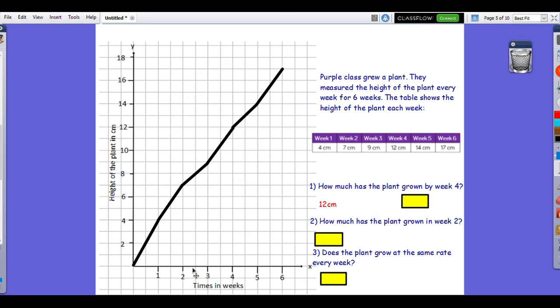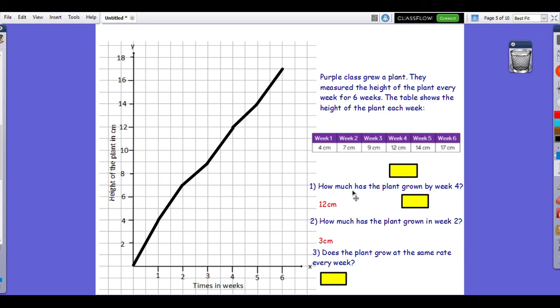Question 2 says, how much has the plant grown in week 2? Well, again, we can look at our graph here to help us, but we can also use our table to find the information there as well. So how much has the plant grown in week 2? Well, it's 7 centimetres by week 2, but the question is asking how much has it grown in week 2? Well, it was 4 centimetres at the end of week 1, and now it's 7 centimetres. So how much has it grown? It's grown 3 centimetres, because the difference between 4 centimetres and 7 centimetres is 3.